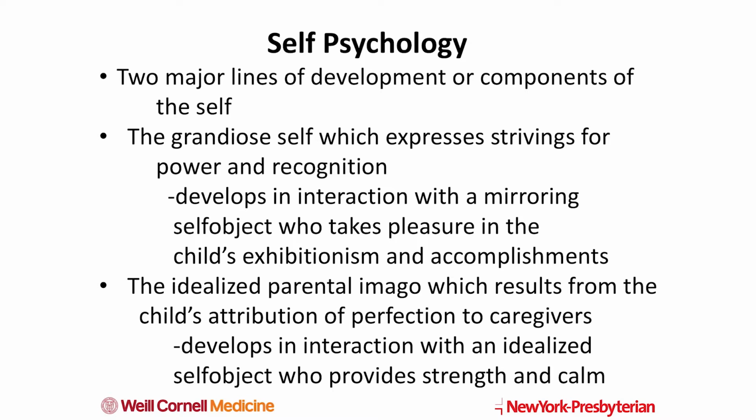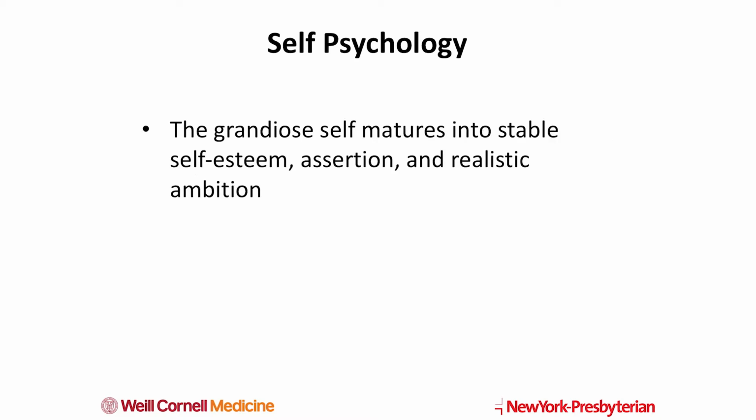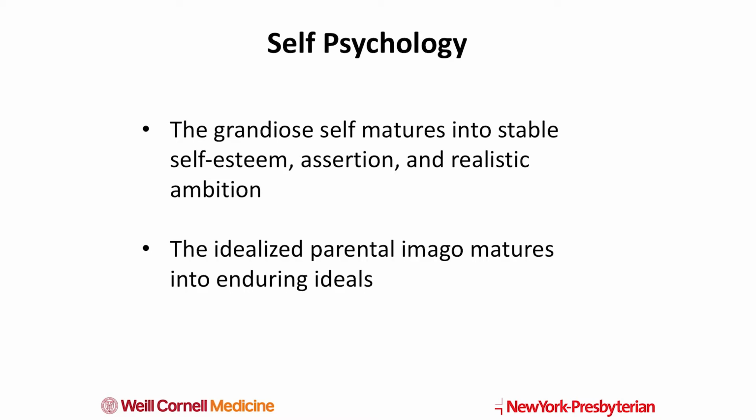In the course of development, both of these components of the self grow stronger through the gradual internalization of empathic self-object experiences. In other words, internalization occurs in the context of the caregiver's empathic responsiveness to the child's self-object strivings. Over time, the grandiose self matures into stable self-esteem, assertion, and realistic ambition. The idealized parental imago matures into enduring ideals. The mature and healthy self, then, is able to pursue ideals with assertion and energy.